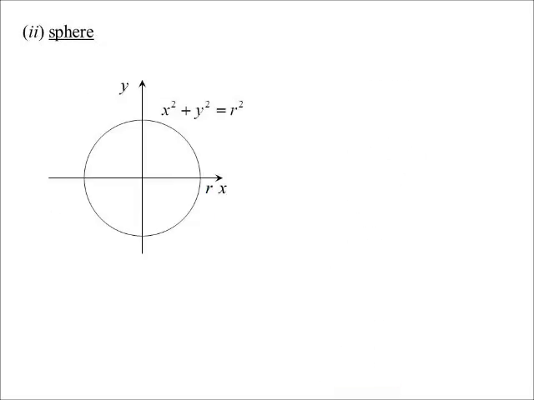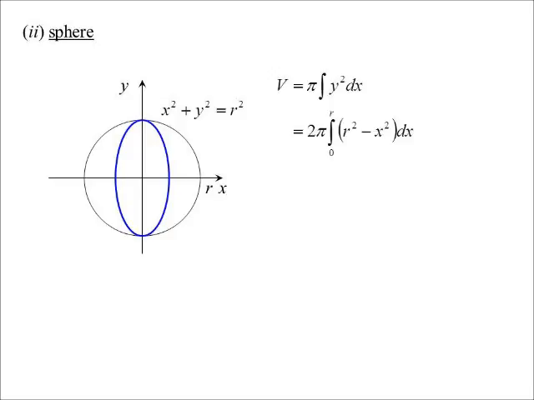Let's do a sphere. So if I get a circle and rotate it, obviously I'm going to get my sphere. There we go. Now that looks like a sphere. Okay, we're going to go y squared dx. I suppose I could have just as easily gone around the y-axis as well. It's a nice symmetric shape. Well, x squared plus y squared is r squared, so I can rearrange that and get y squared the subject straight away. So we're just going to integrate r squared minus x squared.